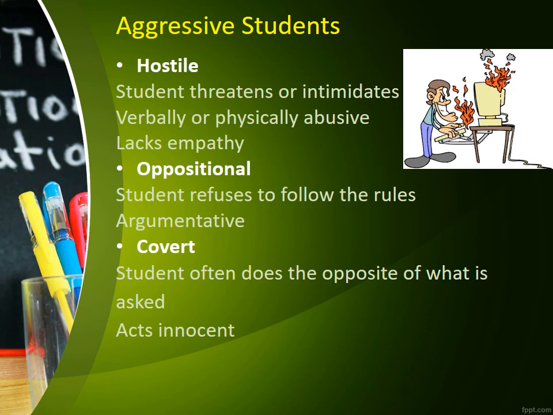Oppositional students. These students refuse to follow the rules, they're very argumentative, and they often demand that others agree or give in. Covert student. This student often does the opposite of what is asked, and then if there's a problem in the classroom, they act innocent.